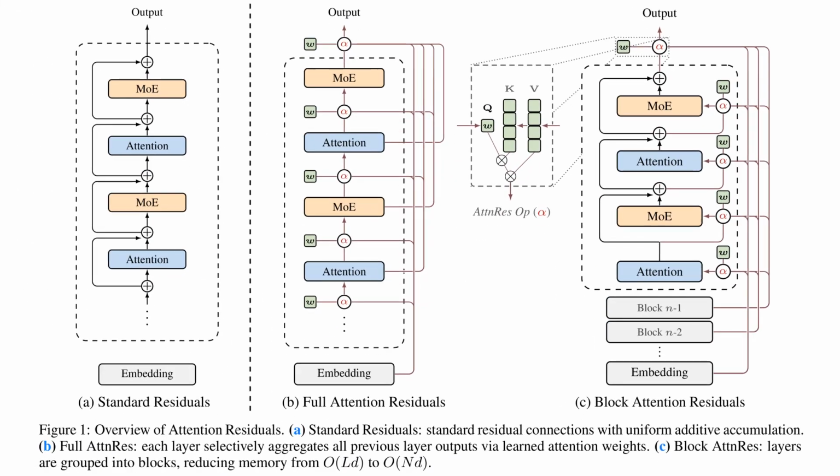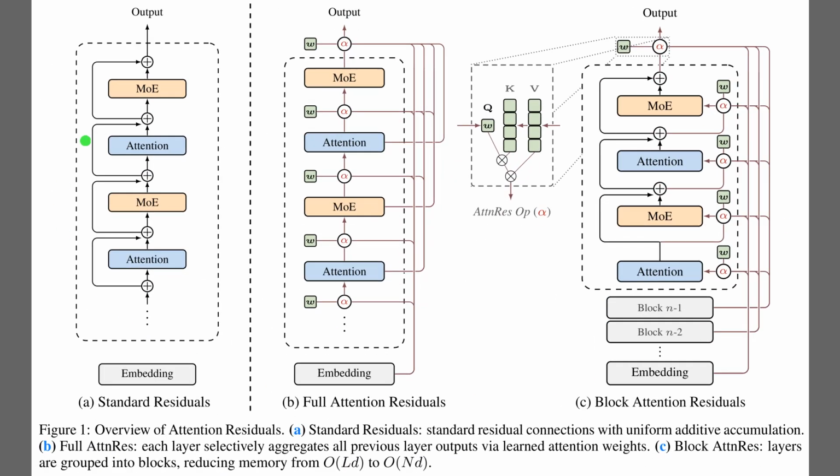So, Figure 1 directly compares this new approach to the traditional design. On the left, standard residual connections simply add up all previous layer outputs with equal weight. This causes a problem called pre-norm dilution, where earlier information is gradually buried as the network gets deeper. In the middle, the authors introduce full attention residuals, which use a learned attention mechanism to selectively weigh and combine past representations. Finally, on the right, block attention residuals group layers into blocks, significantly reducing memory costs for large-scale training.